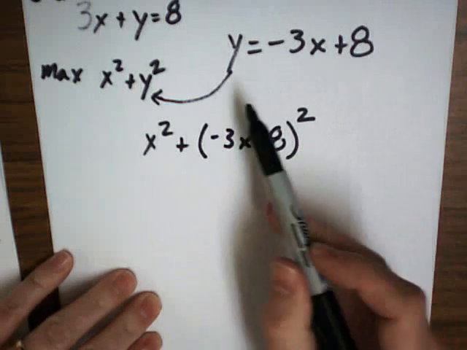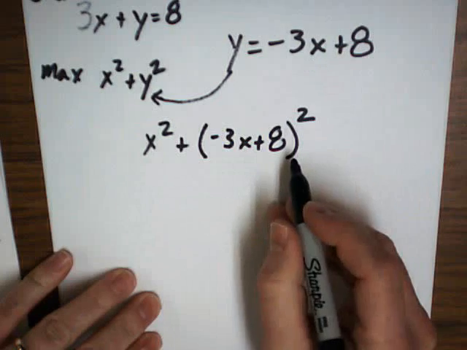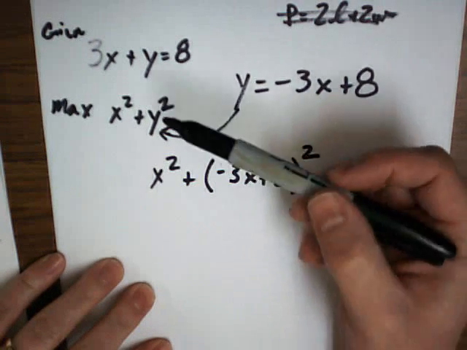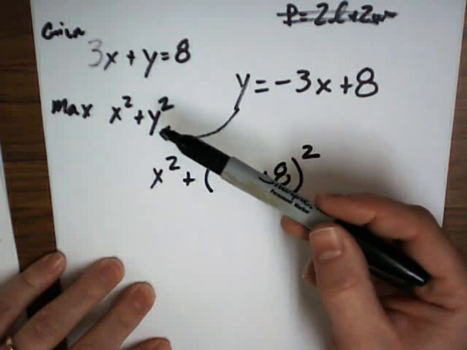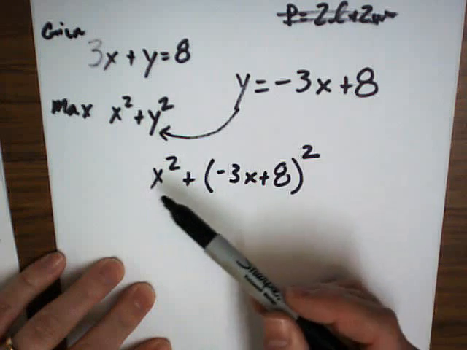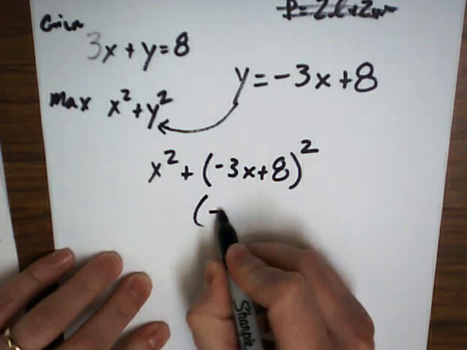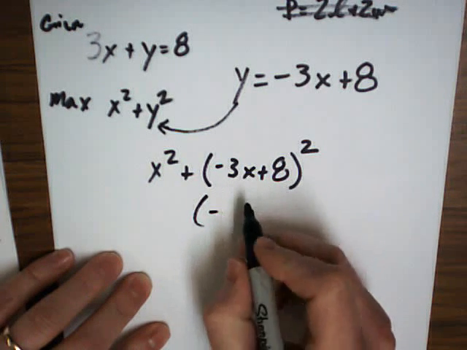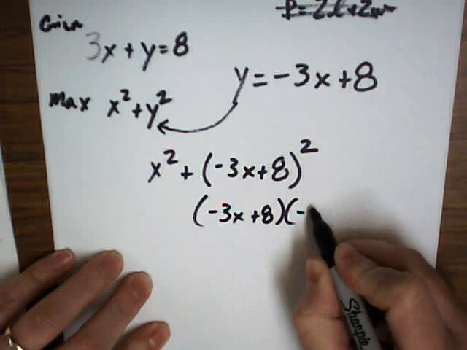So once I solved for y and plugged it in for the max, I'm going to find the vertex. That was the idea, right? You solve for one of the variables on the given, plug it into the variable for the max. You should get a quadratic. You can find the vertex. This you got to clean up, and that's not 9x plus 64 because you got to do this double.